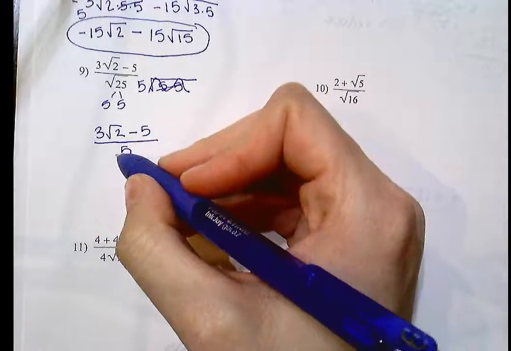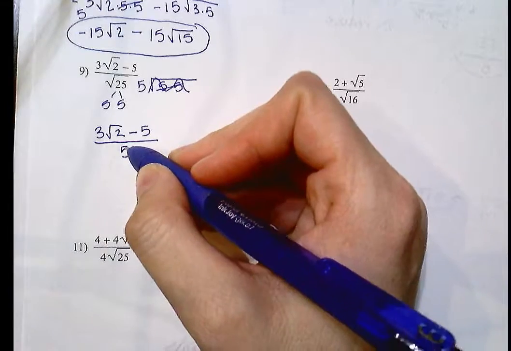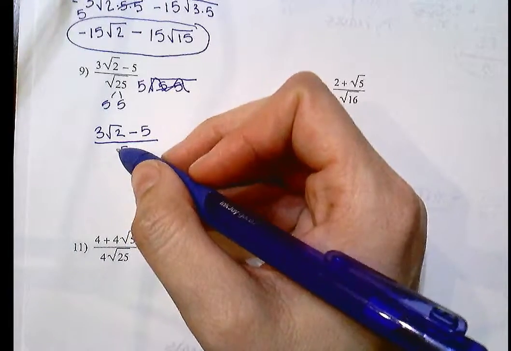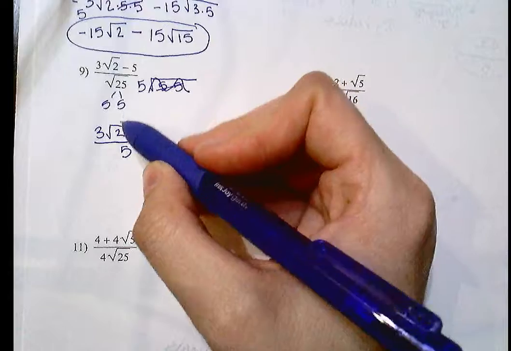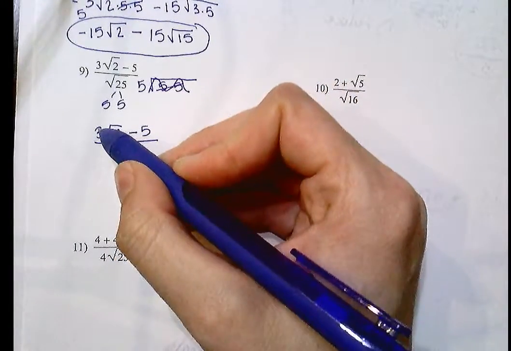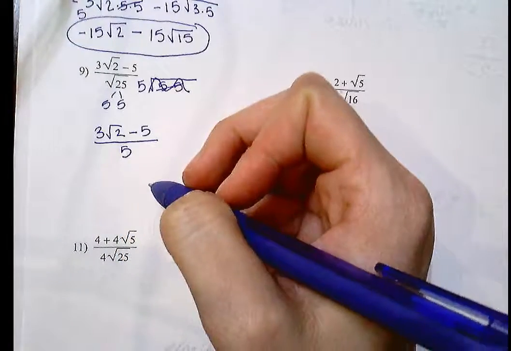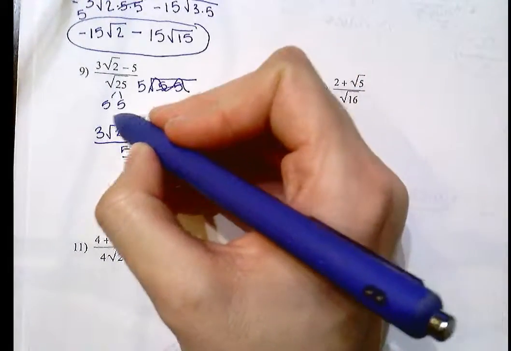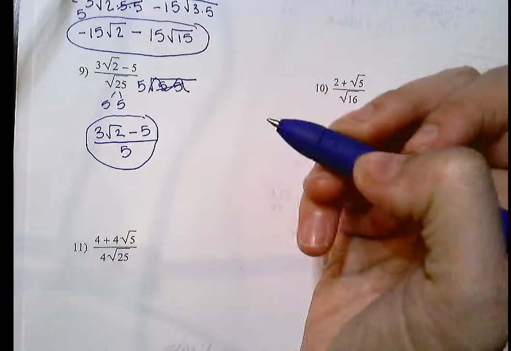And since there's no radical on the bottom, you just skip over to the last step, which is to reduce. There's no reducing that can happen here because nothing can come out of the 3 and the 5 together. So that's as simplified as it gets. Let's do number 11 too.